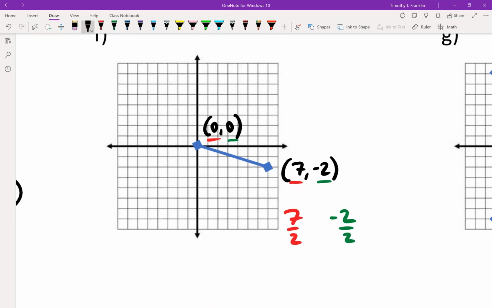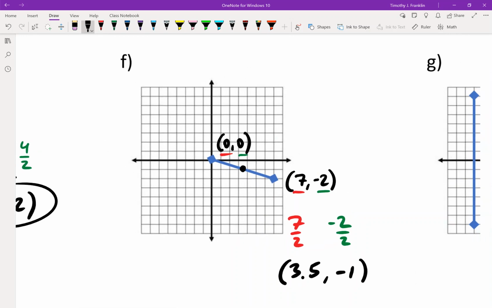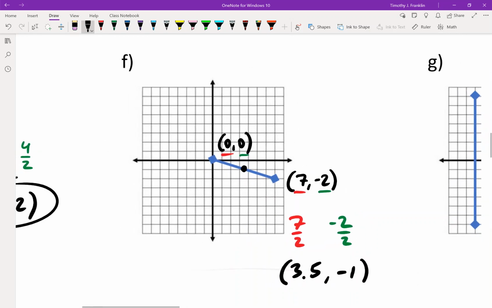Okay, so it looks like we'll get some fractions here. That's okay. 7 divided by 2 is 3.5. And then negative 1 for y. So 3.5 is over 3, and then halfway between 3 and 4, down 1 is right here. And that does look to be right in the middle. So it's nice to get a visual confirmation of the midpoint that we did our work correctly.